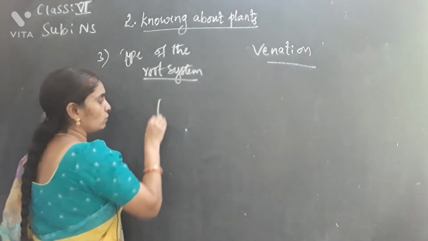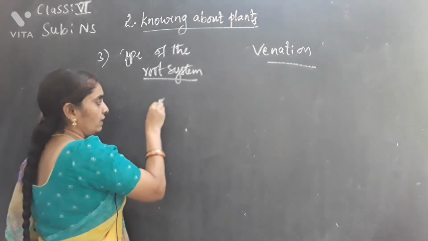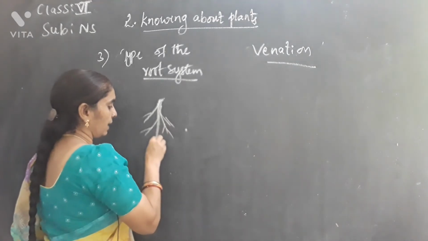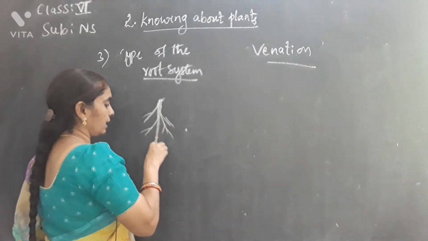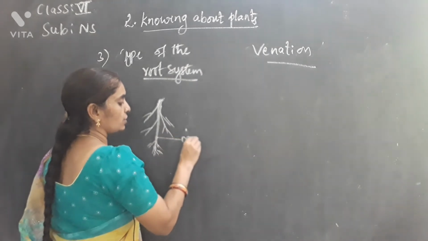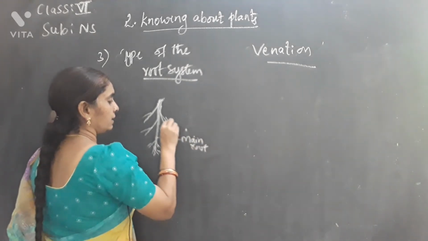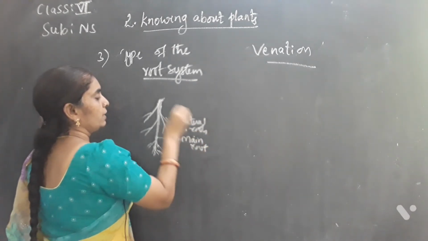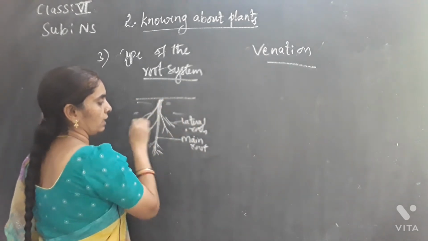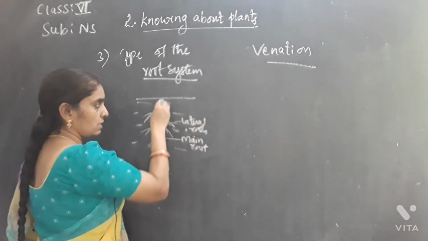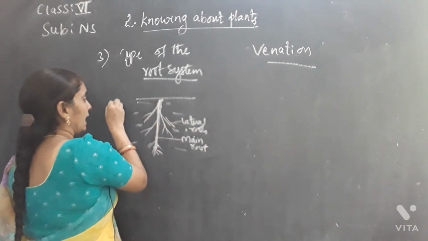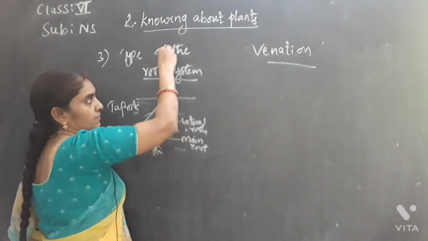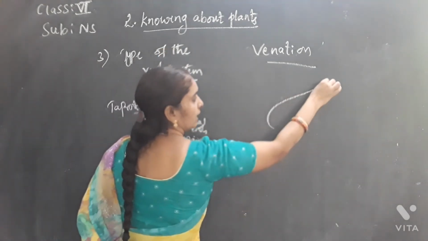If the type of the root system is taproot, you know very well, taproot consists of the main root and the lateral roots. This is the main root and these are the lateral roots. Roots always lie below the soil. This is the taproot. If the root is taproot, which type of leaves may it have?